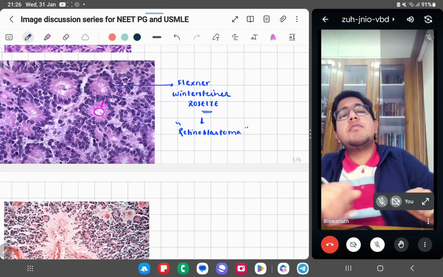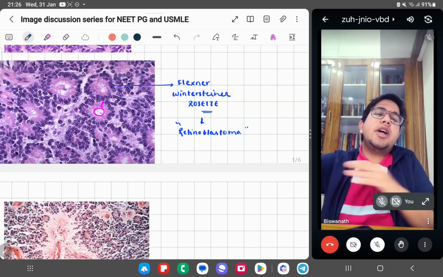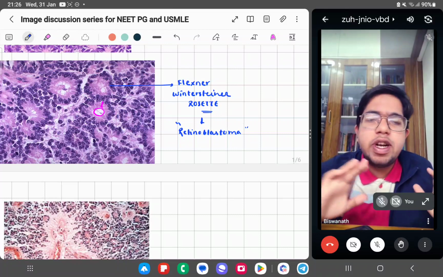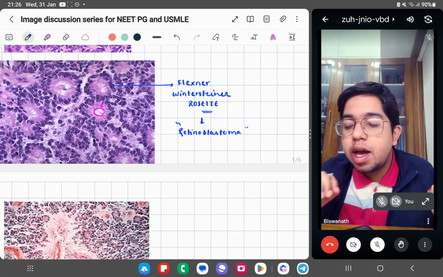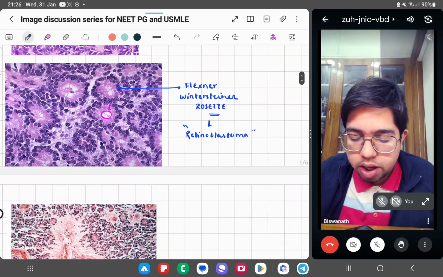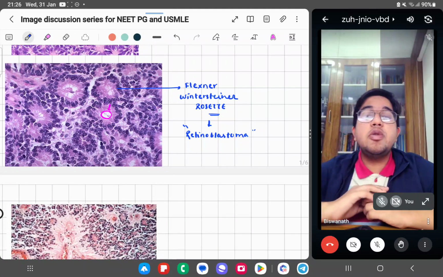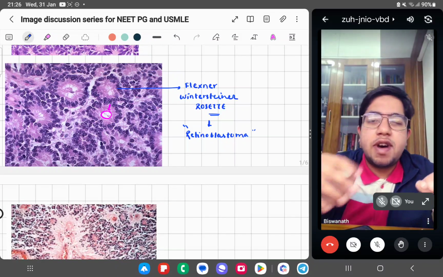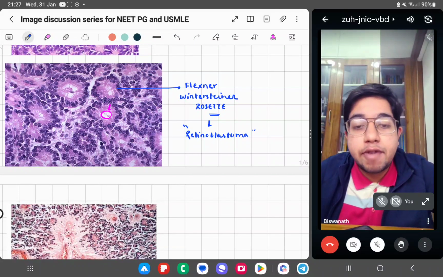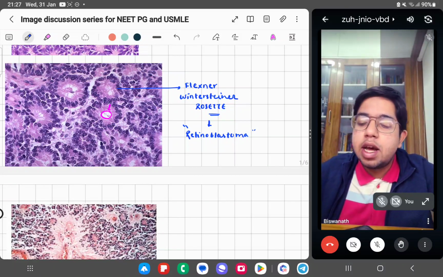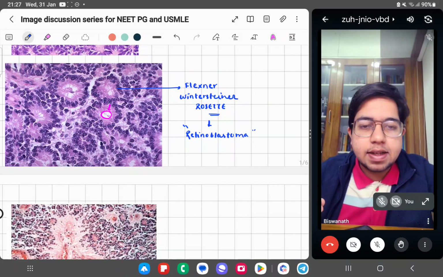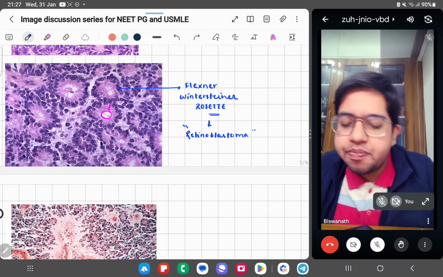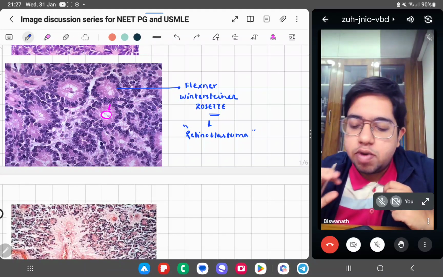I'm sure you must have read about all the features of retinoblastoma. I'm not going into it because we have to keep these videos very crisp and to the point. We'll discuss 10 images, not more than that, but it should be a good yield. And retinoblastoma is basically a disorder of the RB gene, phosphorylation of the RB gene, unbound form, transcription factor E2F, and all the things. Retinoblastoma is a childhood eye cancer and all.